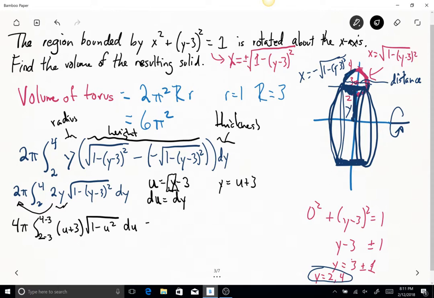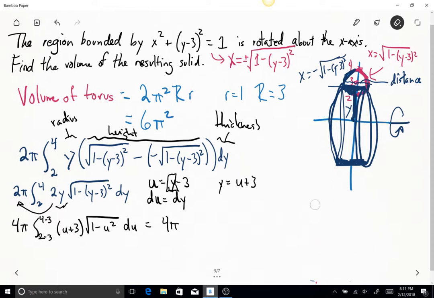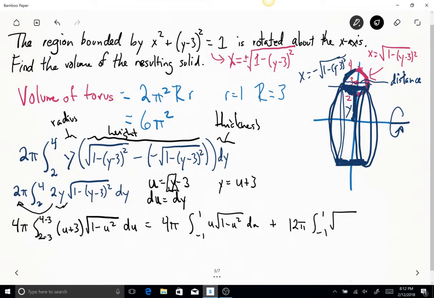So this makes a new integral. And it makes 2 new integrals, in fact. We have 4 pi, and we'll worry about those 2 new integrals. I'll erase that piece so we can have enough room. So 4 pi, and then we have an integral from negative 1 to 1 of u times the square root of 1 minus u squared du. And then plus, notice the 3 is just a constant, so we can make it 12 pi times the integral from negative 1 to 1 of square root of 1 minus u squared du.